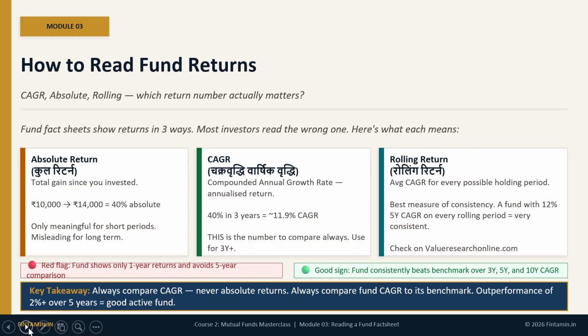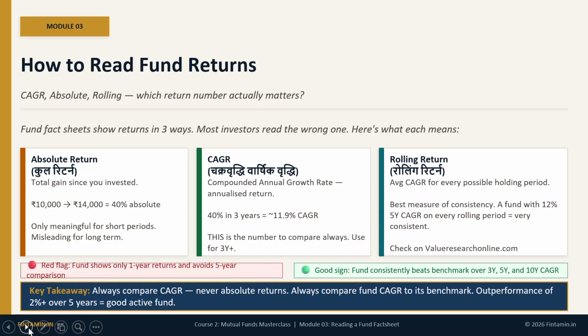How to read fund returns. Fund fact sheets show returns in multiple ways. Most investors read the wrong number. Let me fix that. Absolute return is the total gain since you invested. 40% since you put in money 3 years ago. Sounds good? But without knowing the time period, it is meaningless.